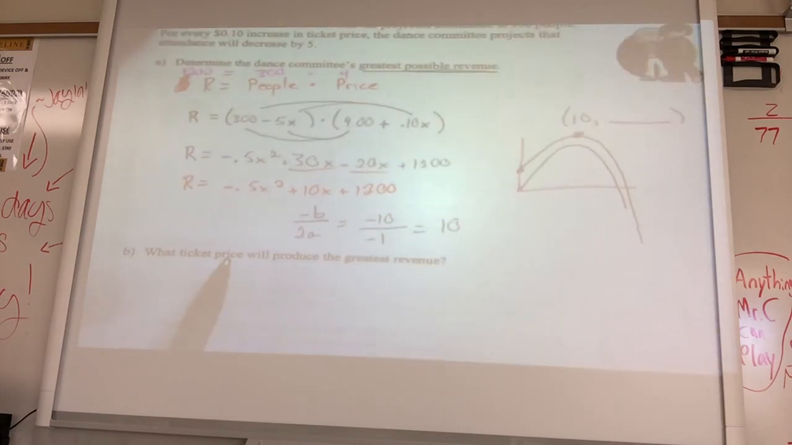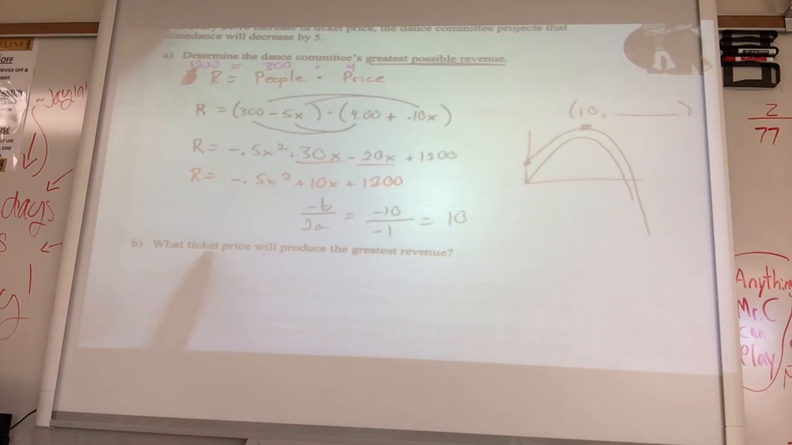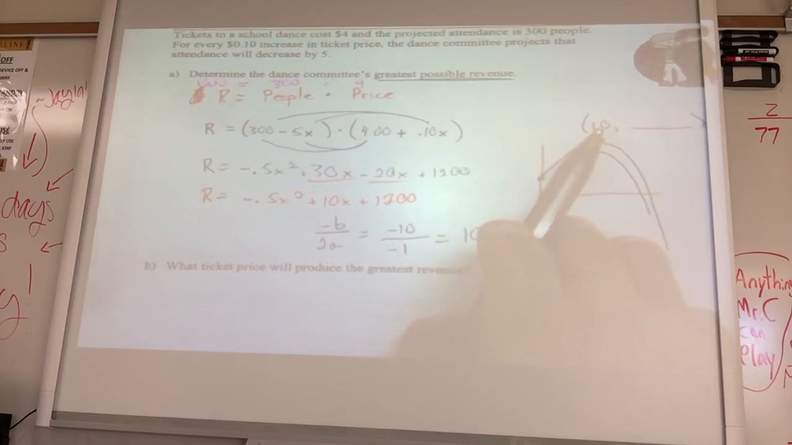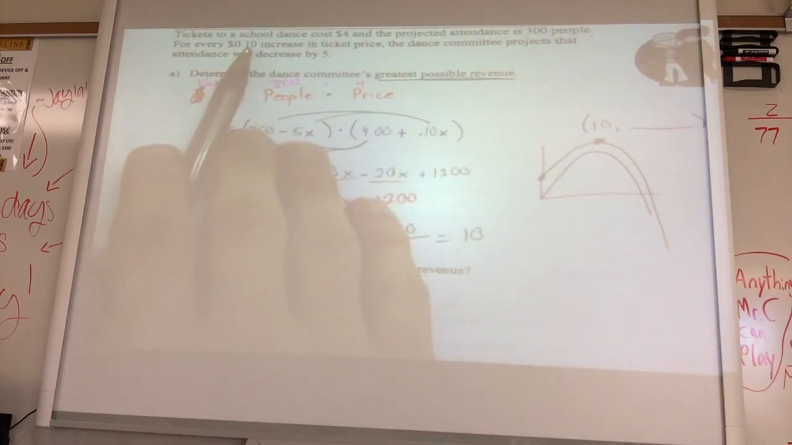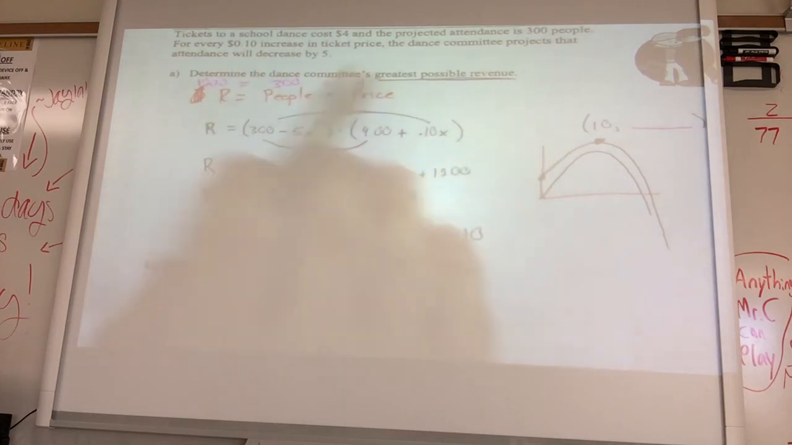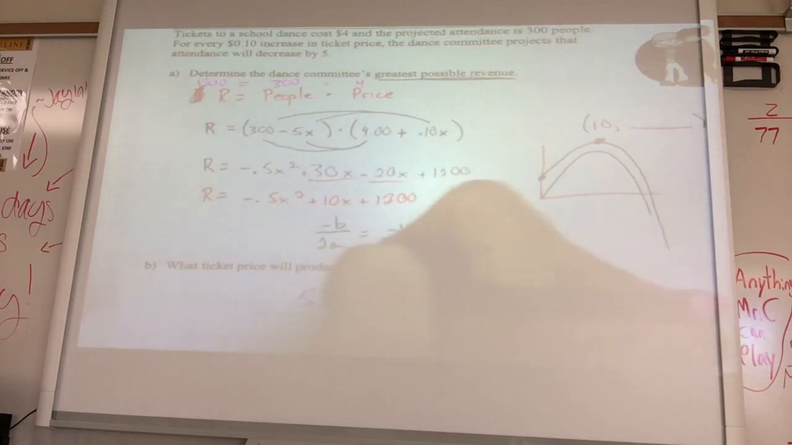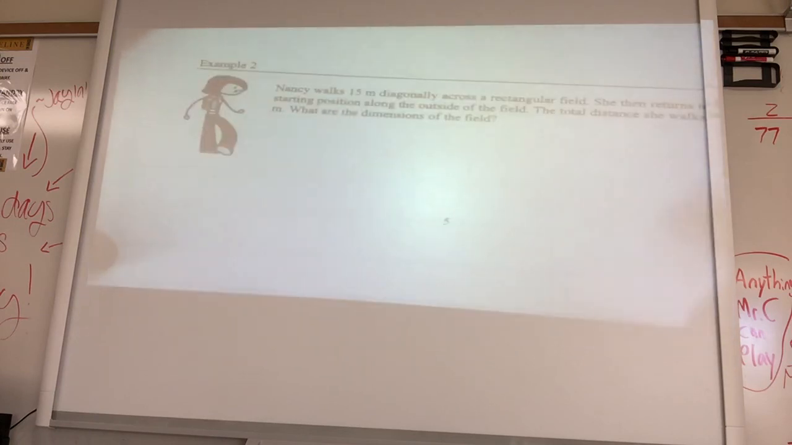So the next question, what ticket price will produce the greatest revenue? Well, if I'm doing 10 price increases, and for every price increase I go up 10 cents, that means I'm increasing a total of 10 cents times 10, which is $1. So my new ticket price is going to be $5. Okay, next one.